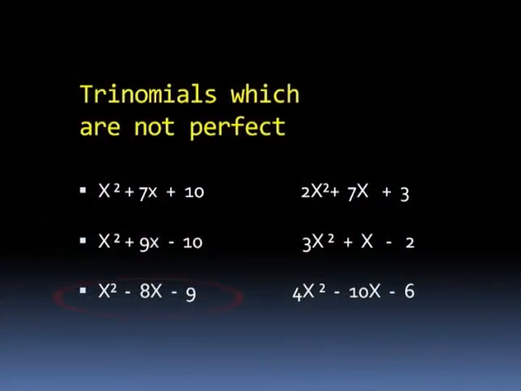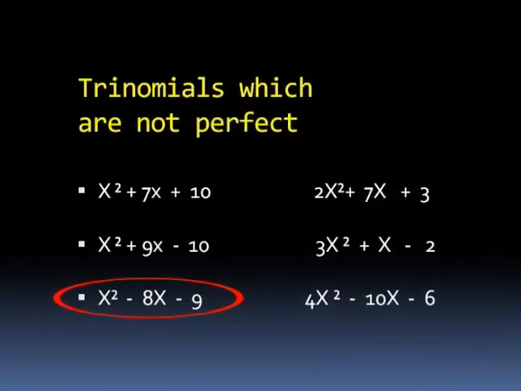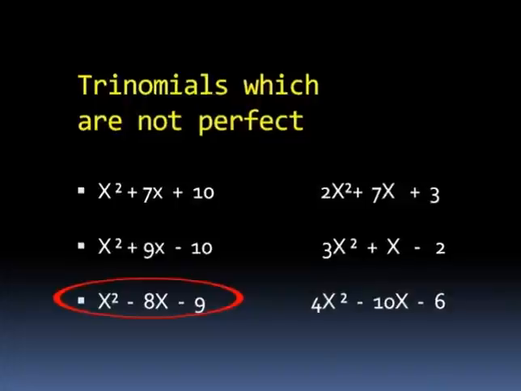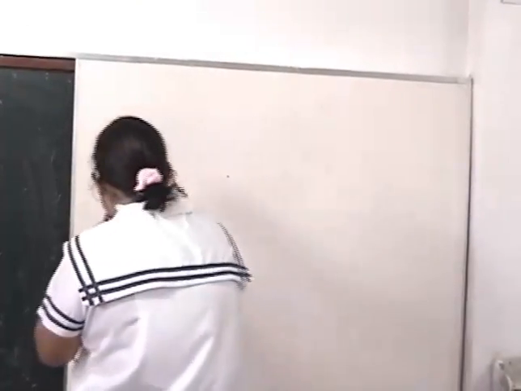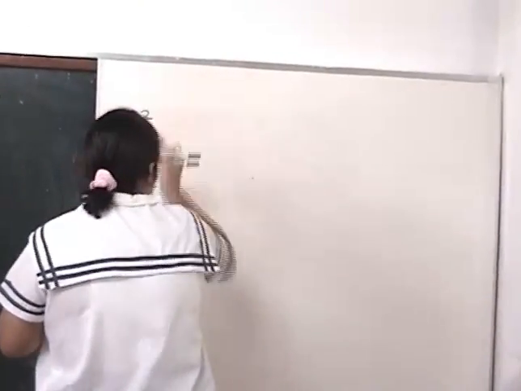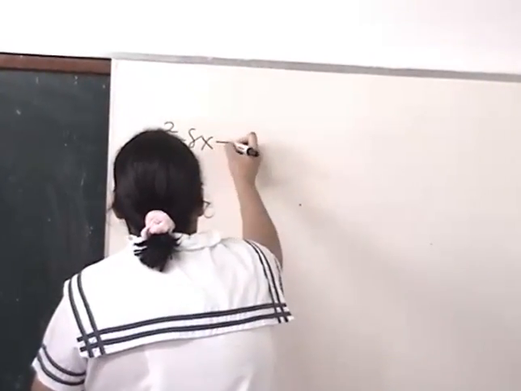Then we come now to the third one. X squared minus 8x minus 9. Who wants to do this? Yes, Terence. X squared minus 8x minus 9.